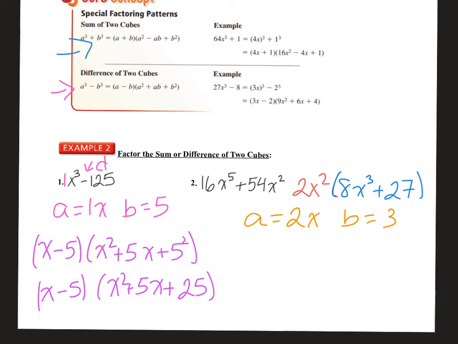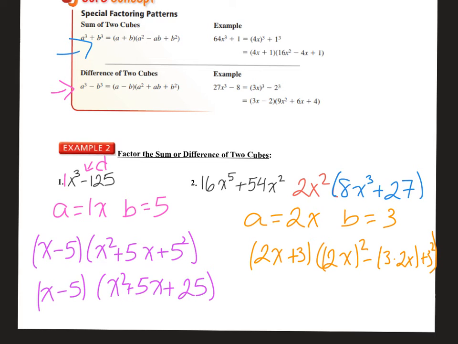So when I do that, and I'm going to stay in orange, I will have 2x plus 3, and I'll have 2x, and that's squared, minus 3 times 2x plus 3 squared. Let me try to close that parenthesis.